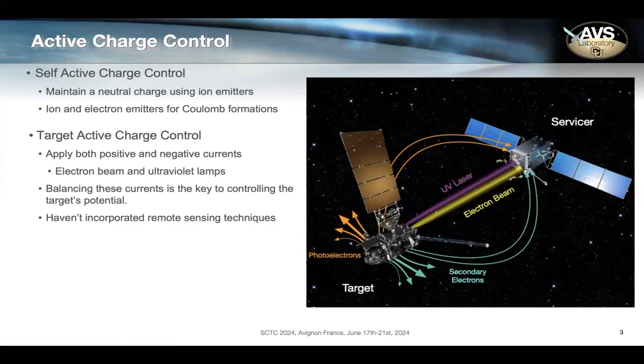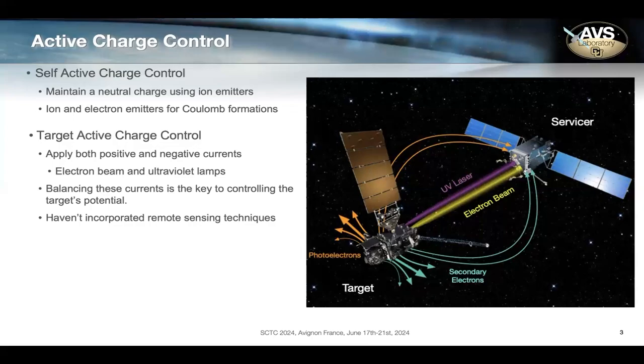Now, this project deals with target active charge control, where we apply currents to maintain the potential of an uncontrolled target. Now, this has mainly just been discussed specifically in terms of the electrostatic tractor. However, preliminary experiments have been conducted. They used an electron gun and a UV beam to actively control the potential of a target object within a resolution of 20 volts. However, these experiments were in a very idealized environment with an electrostatic voltmeter used to measure the target's potential. An electrostatic voltmeter has to be placed really close to the target potential, in this case 3 millimeters, which is not realistic to in situ measurements.